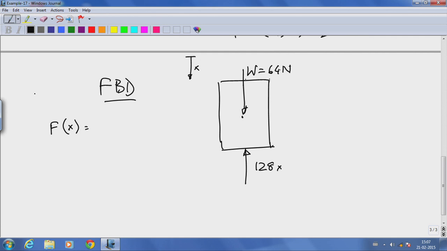is, I am going to take downwards positive as my convention, 64 minus 128 x. This is the net force acting on this body at any instant of time, at any x location, at any position of this body. We only know the force as a function of position of the body.